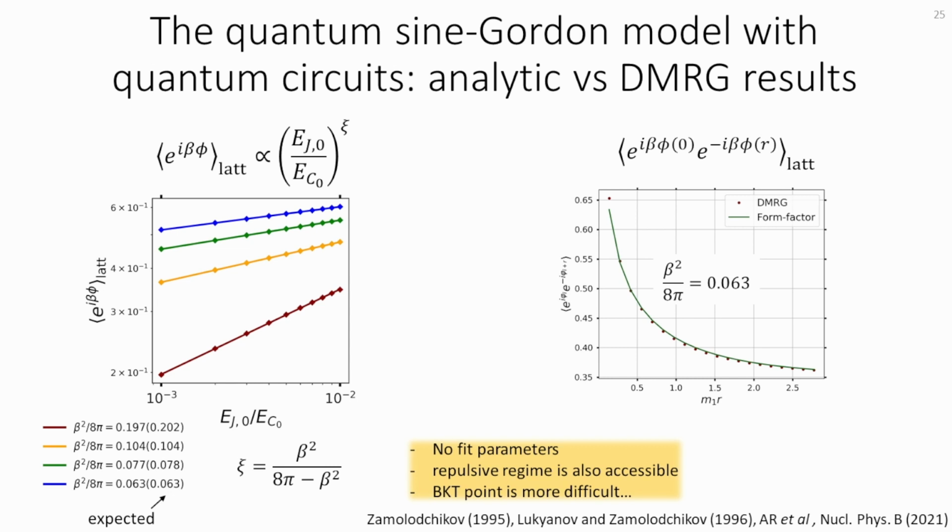Since this work, I have computed also the repulsive regime, and that's also accessible. The Kosterlitz-Thouless point turned out to be more difficult, but overall, I think we have a fair amount of confidence to realize at least a wide range of the sine-Gordon couplings. Remind me how many form factors there are? I mean, yeah, we went to 2 particles. Yeah.